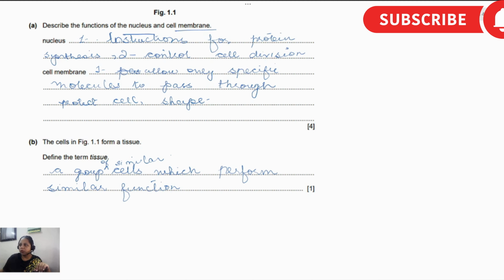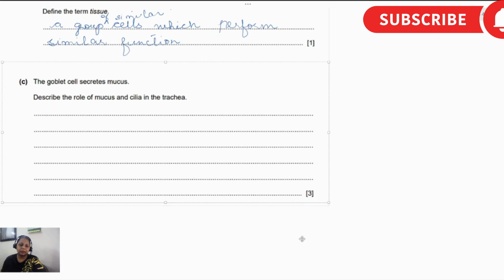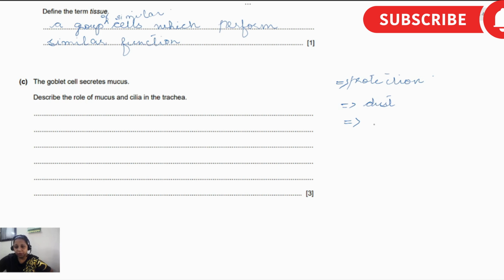The next question is, the goblet cells secrete mucus. What is the role of this? This is related to the respiratory system. Anything you remember from the respiratory system? First of all, it helps in protection. What sort of protection? Protection from dust and protection from pathogens.